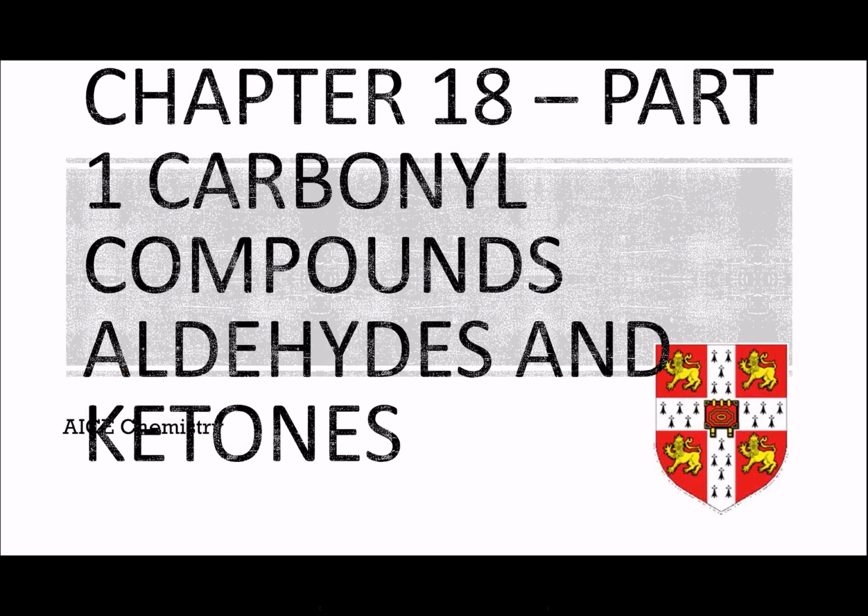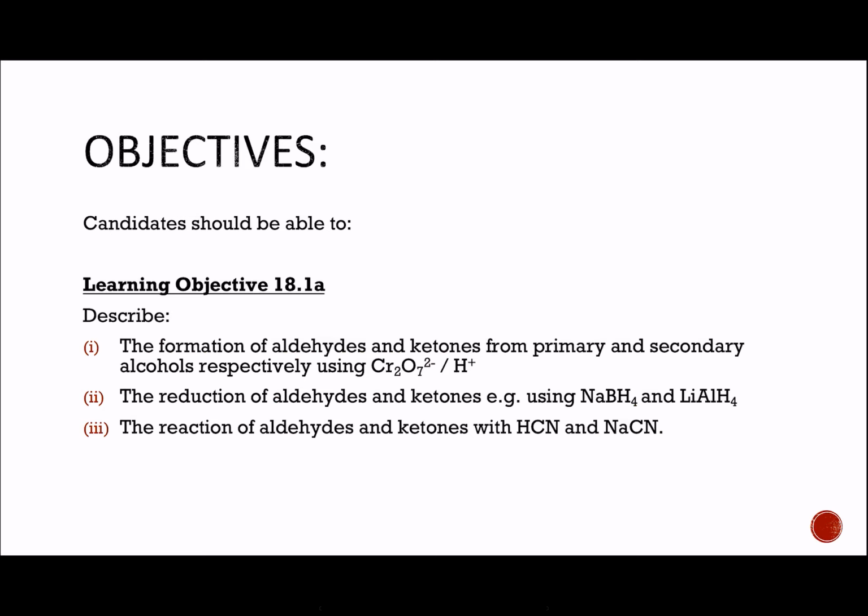All right, so the second part of the lesson focuses in on aldehydes and ketones a little bit more. Your learning objectives: candidates should be able to describe the formation of aldehydes and ketones using Cr2O7 2- and H+. We've actually already done that. Reduction of aldehydes and ketones using these two agents. Hey, guess what? We've already done that, which is why I put these two lessons together. And the reaction of aldehydes and ketones with HCN and NaCN. So this should really be the only topic that's new, except I'm also going to address how to keep an aldehyde an aldehyde.